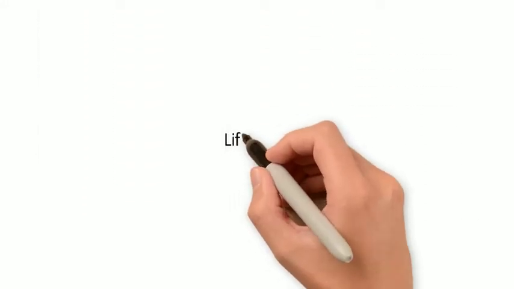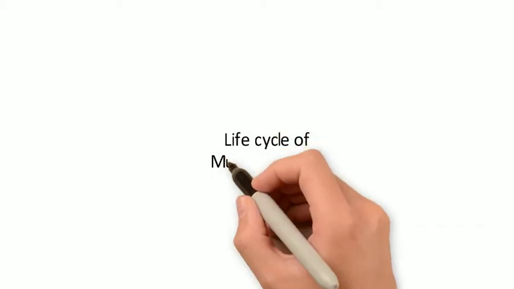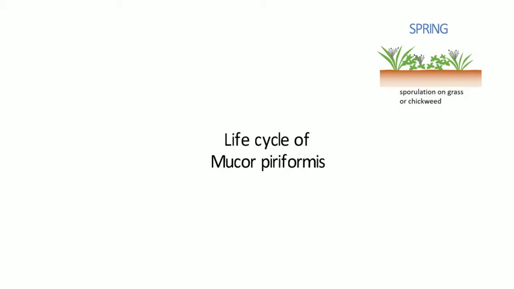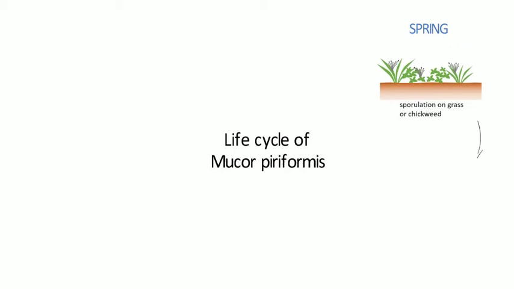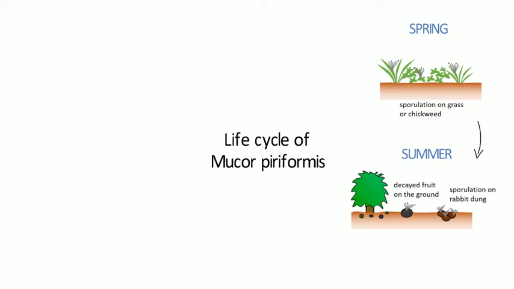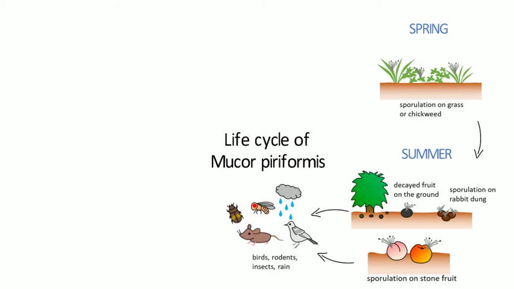Based on the previous studies about Mucor rot on pome fruits and stone fruits, here is a probable life cycle of Mucor piriformis in mandarin orchard. In spring, Mucor starts to sporulate on grass or chickweed. In summer, the fungus survives in decayed fruits on the ground or rabbit dung. The fungus can also infect stone fruits and sporulate during the summer. The fungus can be spread out in the orchard by birds, rodents, insects, or rain, and continues to infect fruits.